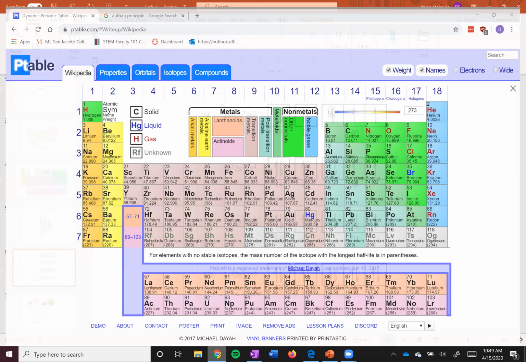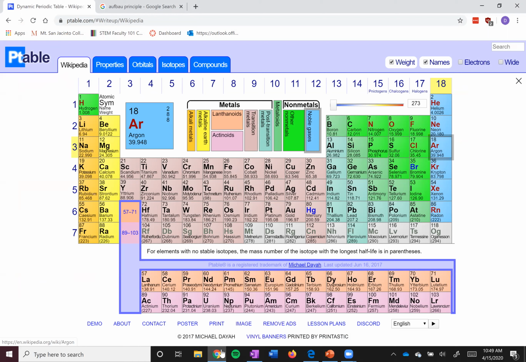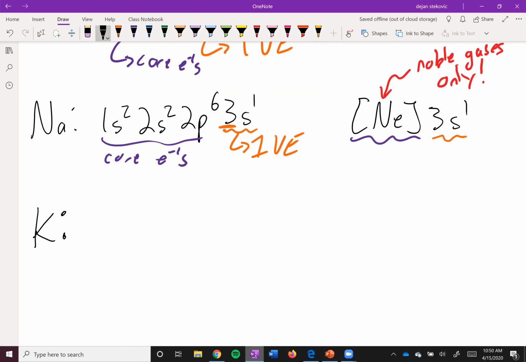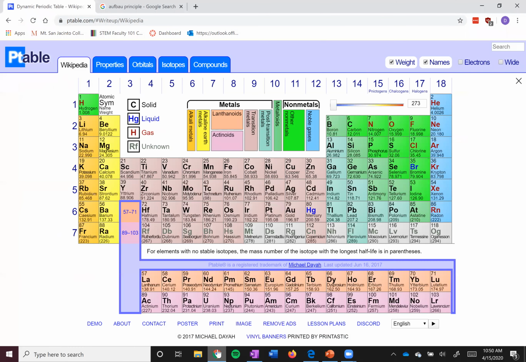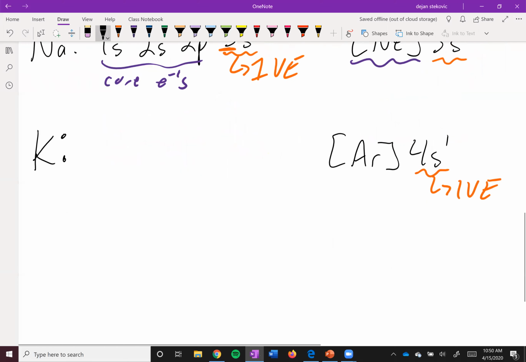If we continue down the road, we'll see potassium. If we think about potassium, its closest noble gas that has fewer electrons than it, you go one up, is argon. So we can say it has the same electron configuration as argon, and then 4s1. Again, you can tell just one valence electron. And so things in the same column have the same number of valence electrons.